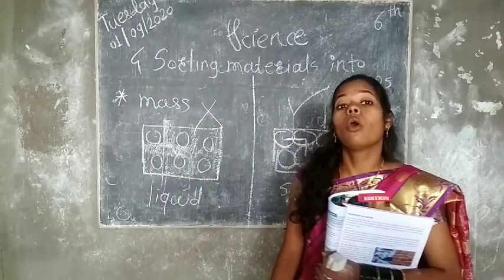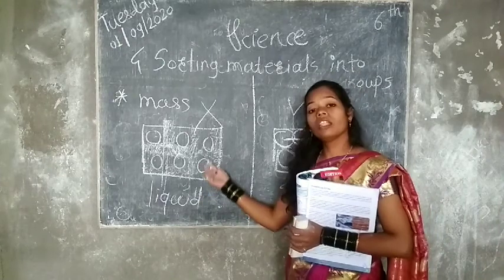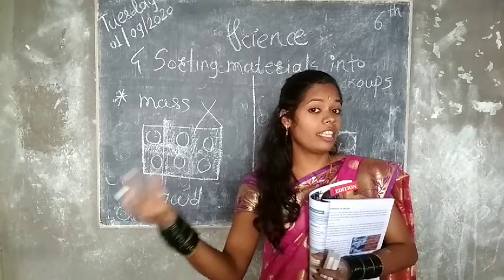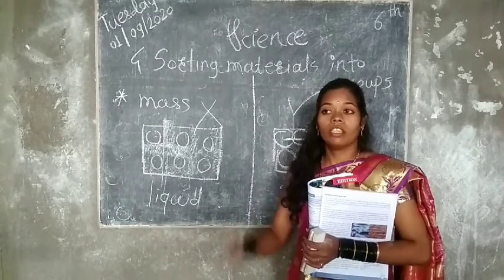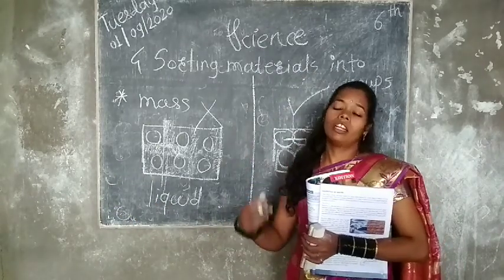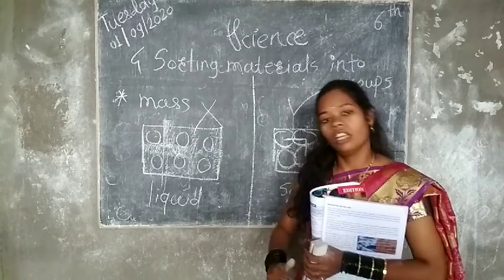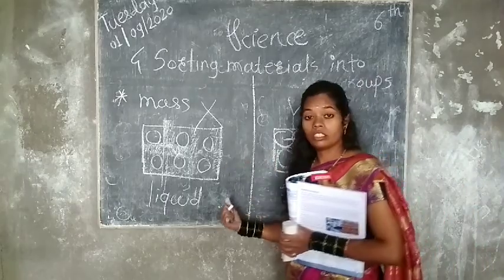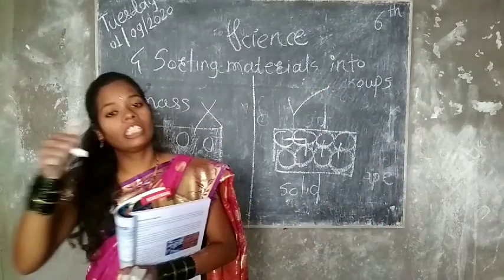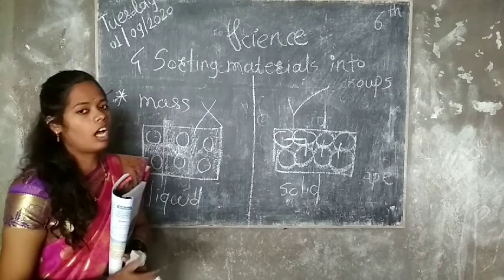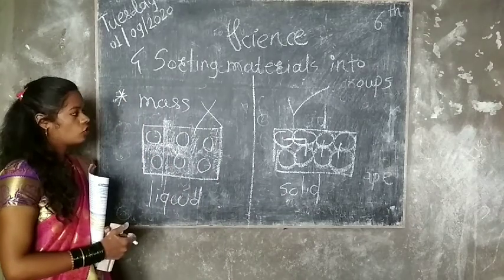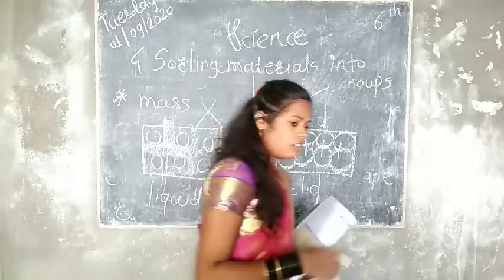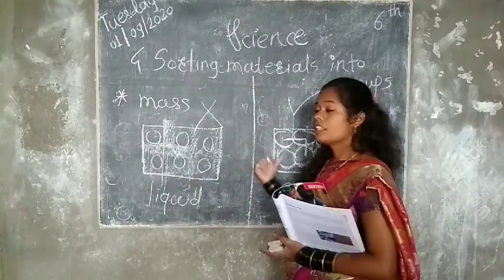Example, water, oil. Am I right? In whichever vessel you pour the water, it acquires that vessel's shape. If it is a rectangle, it looks like a rectangle. If it is a circle, it looks like a circle. Okay? So these are the most important differences between solid and liquid. Is there any doubt? Just check it. If you have any doubt, you can tell me. Is that clear to you?